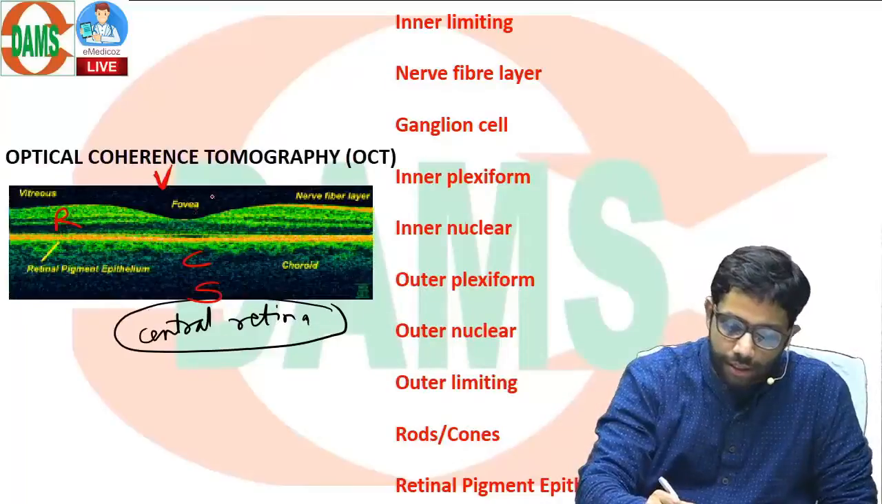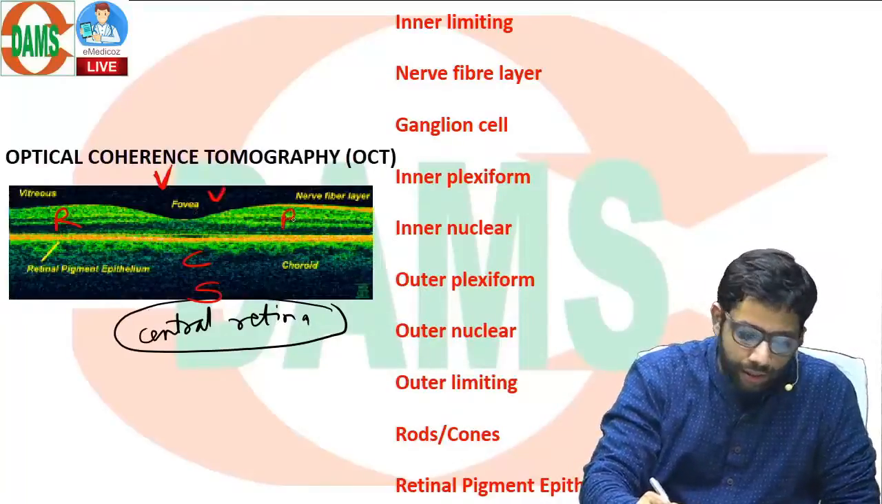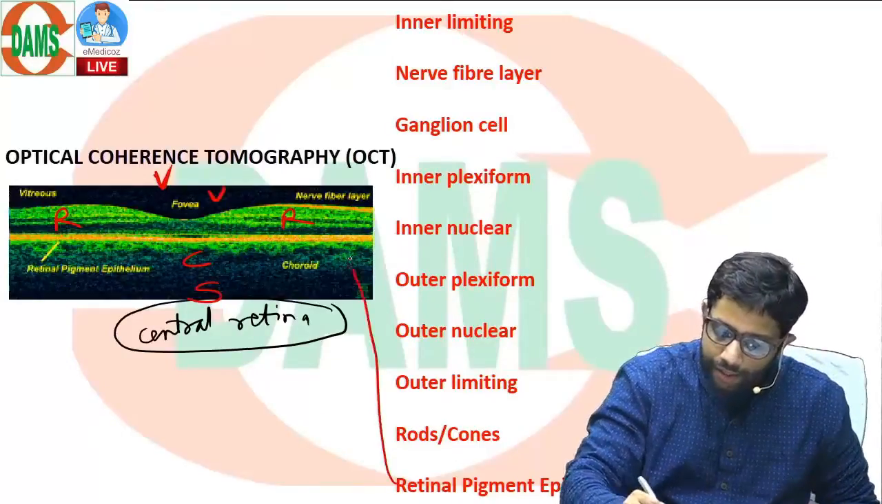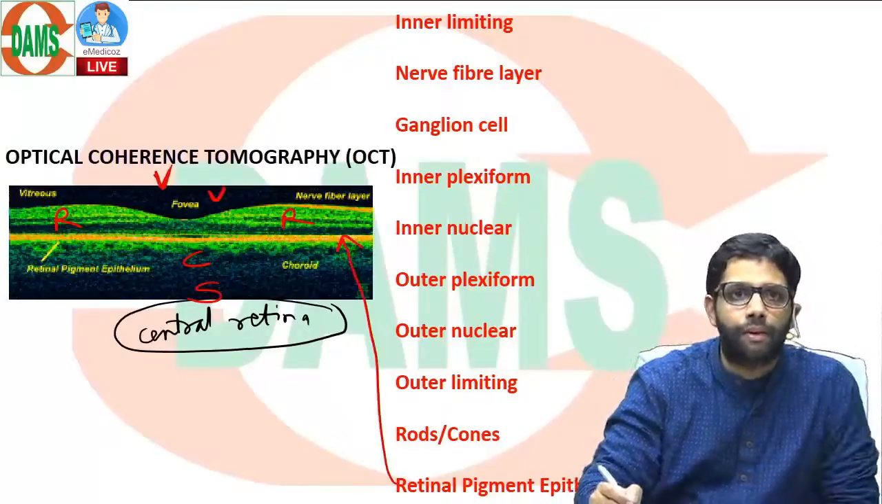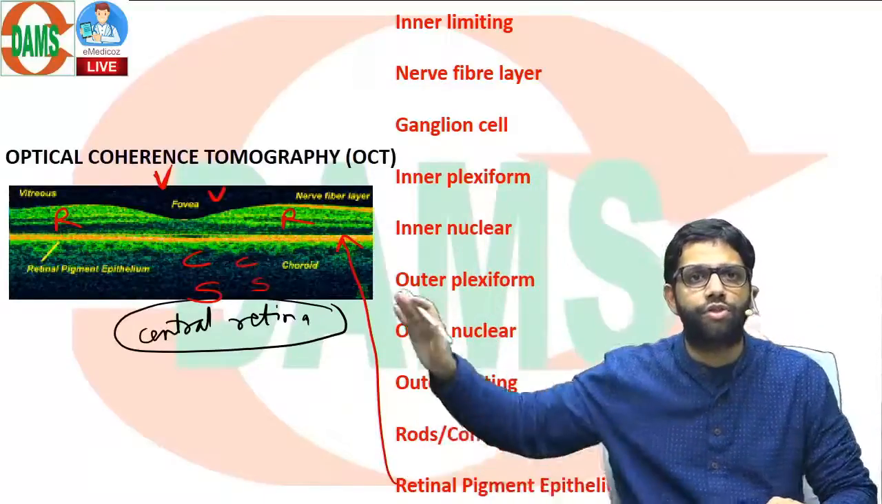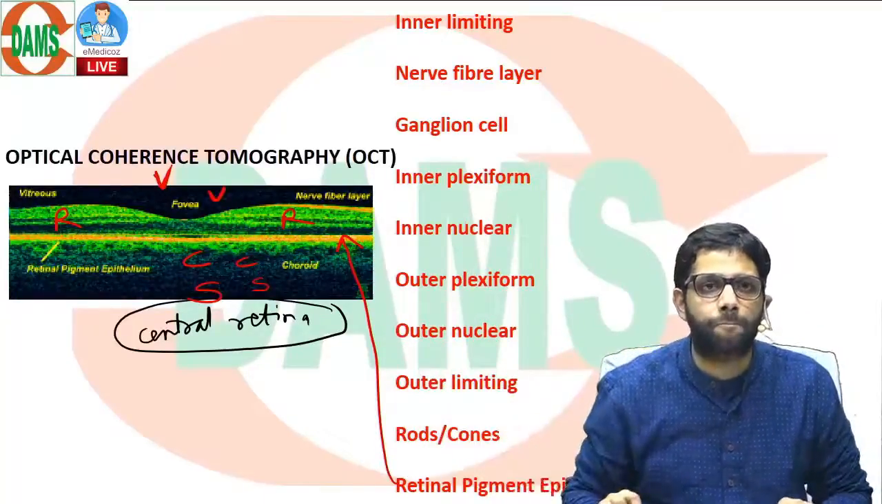From the vitreous, means this black thing is the vitreous. These are the 10 layers of the retina over here. This red line is the retinal pigment epithelium. Then comes choroid, then comes sclera. So it is in the same orientation in which the layers of the retina are.